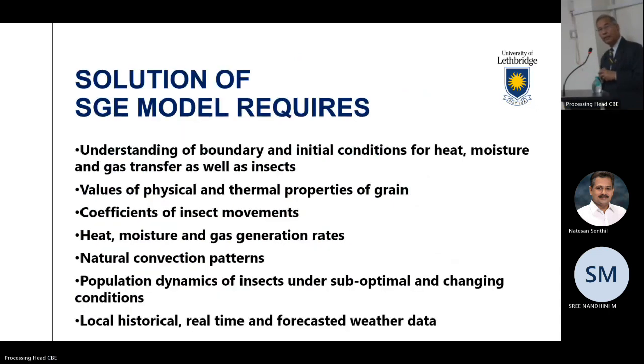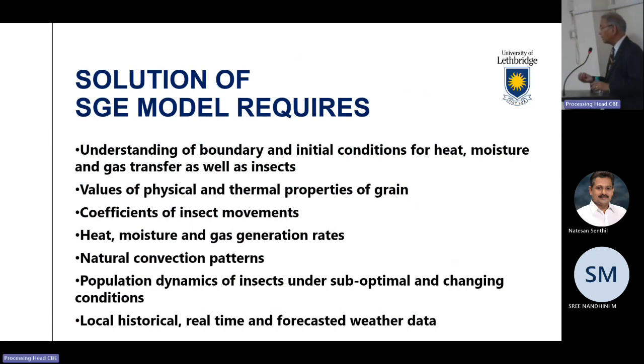Next. The solution of the stored grain ecosystem model requires understanding, once you have developed the partial differential equations, of the boundary and initial conditions for all 4 different models, and the values of the physical and thermal properties of grains. That's where a lot of work comes from agricultural engineering. A lot of theses are done on measuring the specific heat and thermal conductivity of different types of grains. If you look at any ag engineering journal, you would find 1 or 2 papers on physical properties measurement, drying coefficients, and drying characteristics of grains, and coefficients of insect movement.